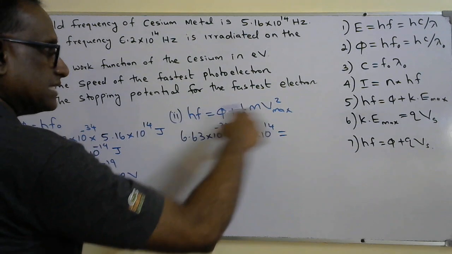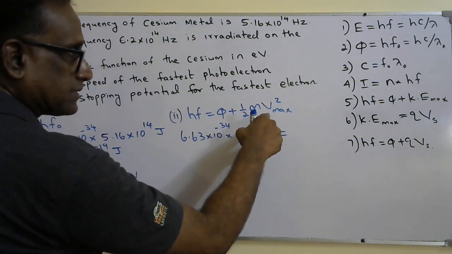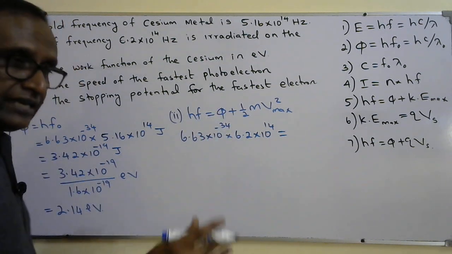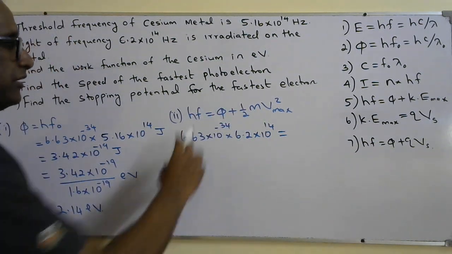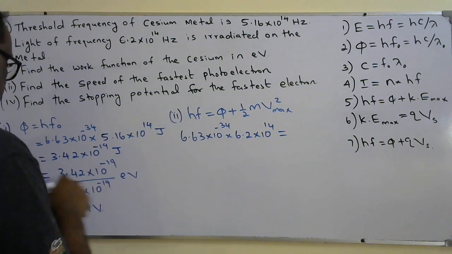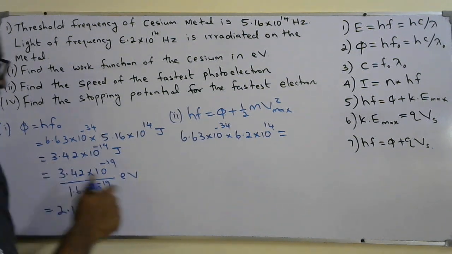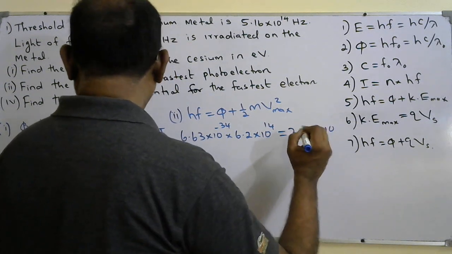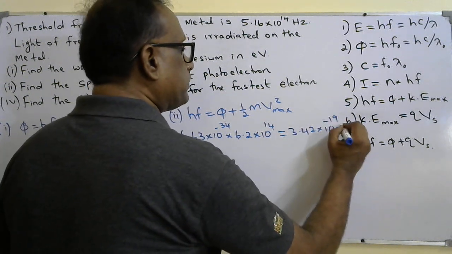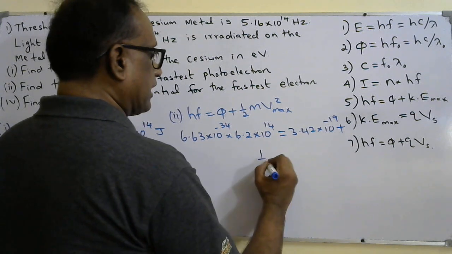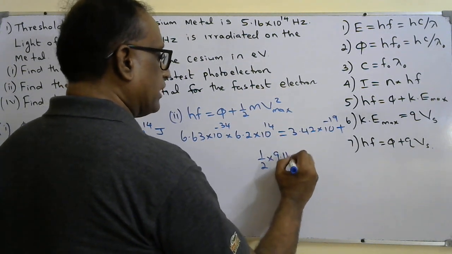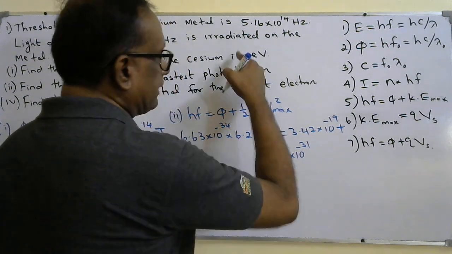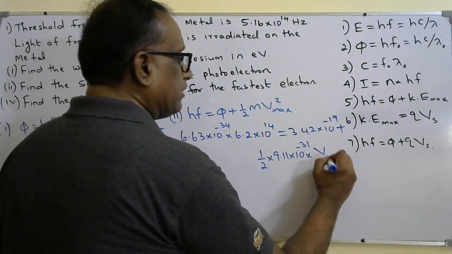Since half m v max squared is there, everything must be in joules. If the work function is given in electron volt, you have to convert it to joule when using this equation. So the work function in joules, we found it, 3.42 × 10^-19, plus half m v max squared. Half the mass, 9.11 × 10^-31, that's given in the data sheet, times v max squared.